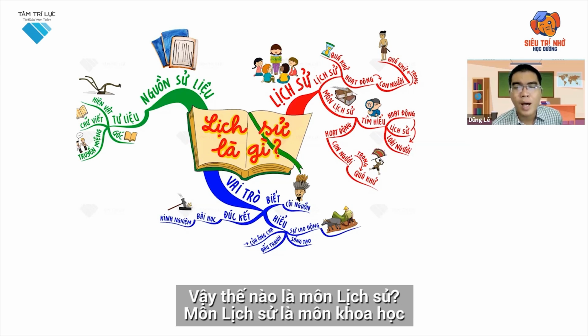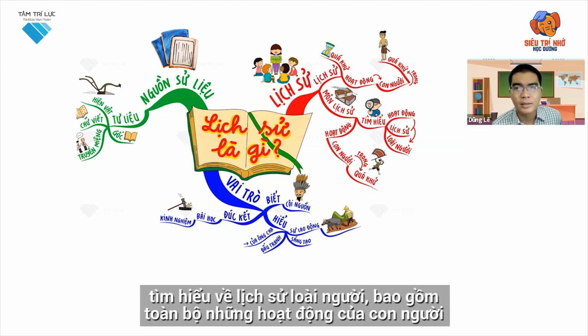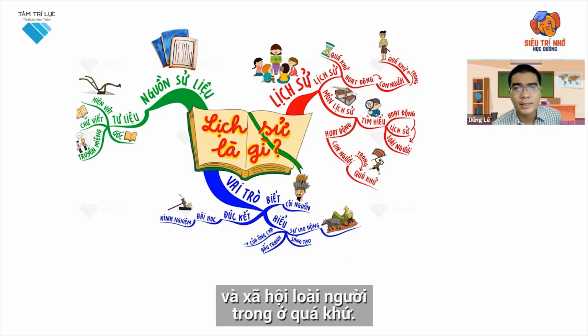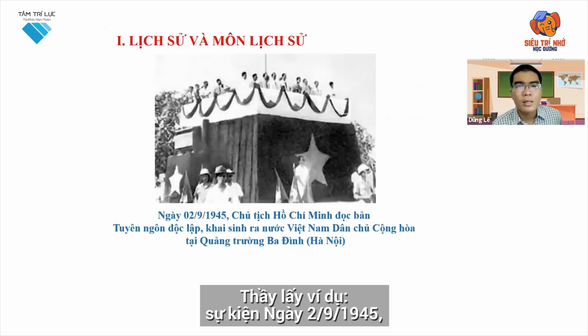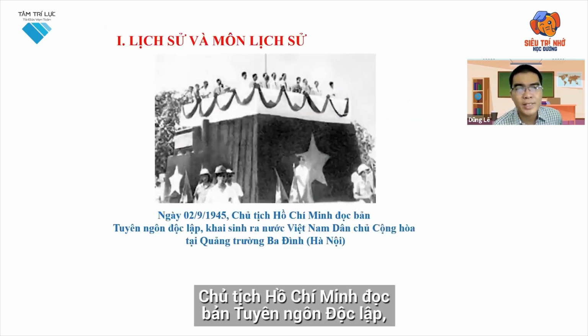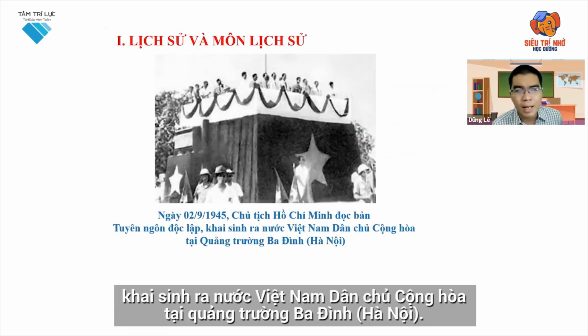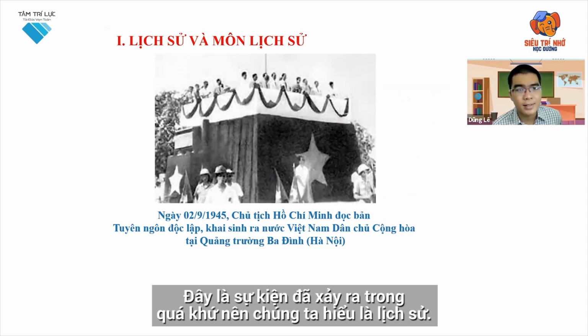History subject is a science subject that learns about human history, including all human activities and human societies in the past. For example, on September 2nd, 1945, President Ho Chi Minh read the Declaration of Independence, giving birth to the Democratic Republic of Vietnam at Ba Dinh Square, Hanoi. This is an event that happened in the past, so we say it is history.